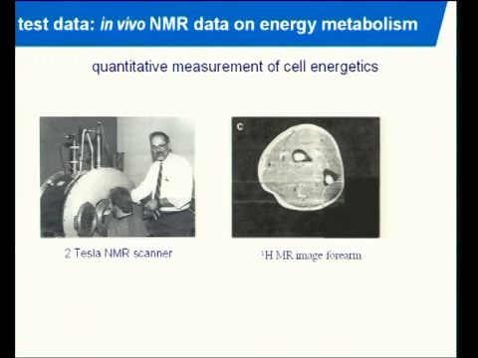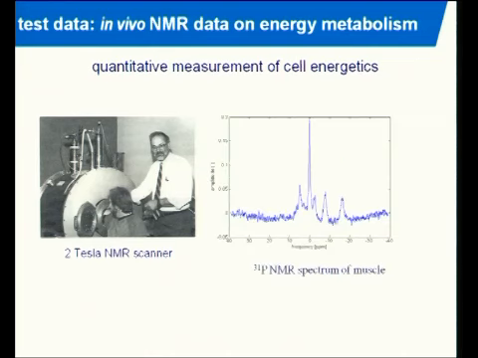Well, for our test data, we move from the in vitro single cell and multiple cell work to the in vivo integrated system, and we use NMR. Most of you typically know these kinds of images. Here somebody's got a forearm crammed into a 2 Tesla NMR scanner, and if you take an image, you would see some bones, some subcutaneous fat, some gray muscle, and some holes where the blood's flowing.